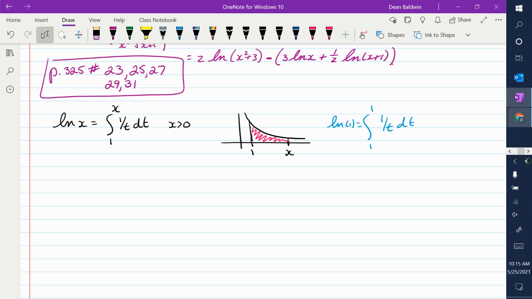So using this, if this is our f of x, and I talked about this on Friday as well, f prime of x is what? 1 over x. Of this function. Therefore, the derivative of natural log of x is equal to 1 over x.